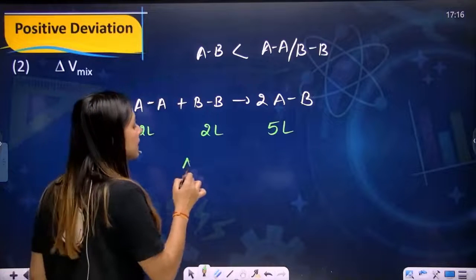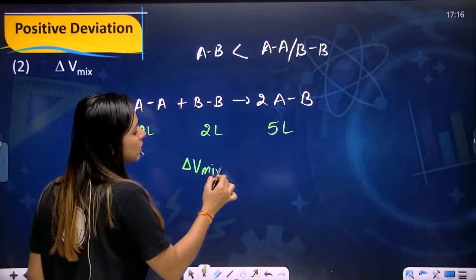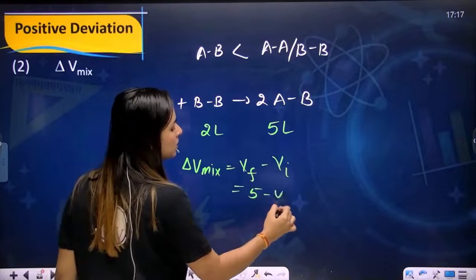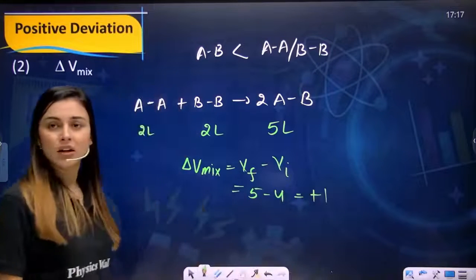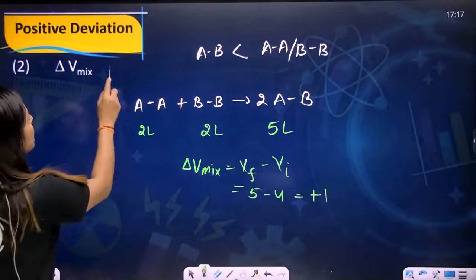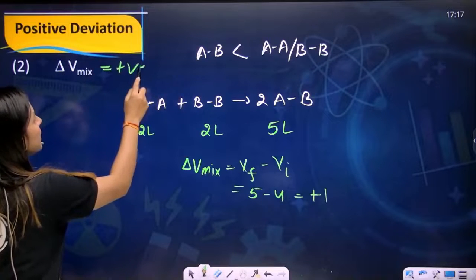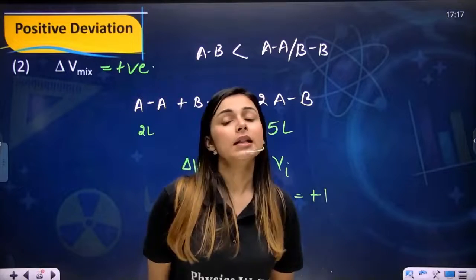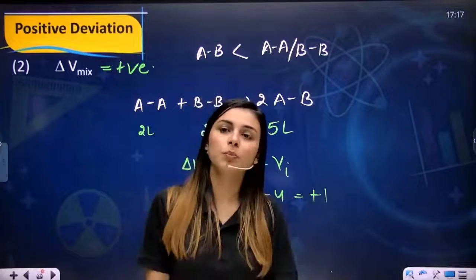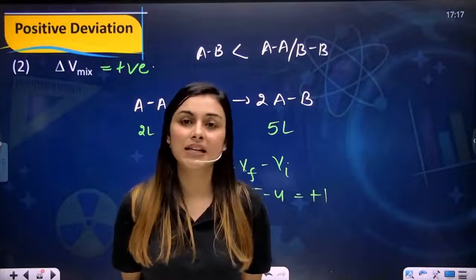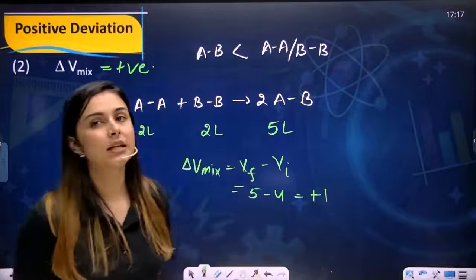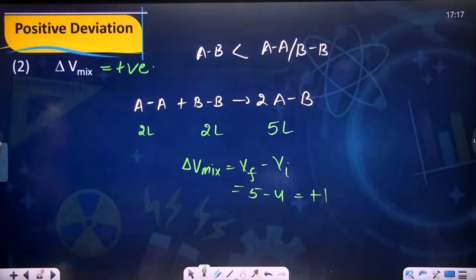So if you see delta V mixing, V final minus V initial, this will be 5 minus 4, which is plus 1, which means that delta V mixing for a positively deviated non-ideal solution is always a positive value, because the interactions are weaker, so volume becomes more after mixing. I hope it is clear. You can write this and then we'll move forward.